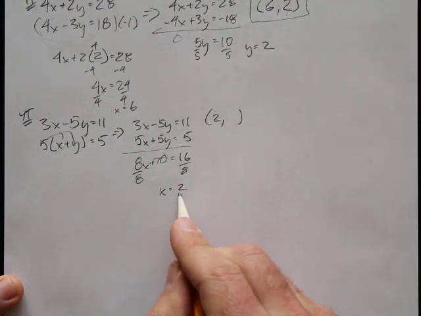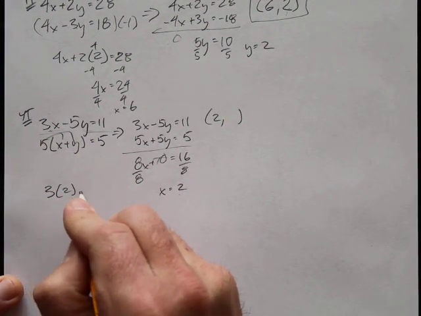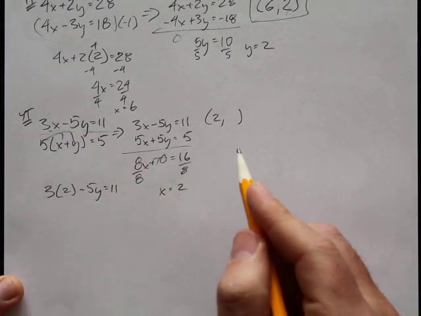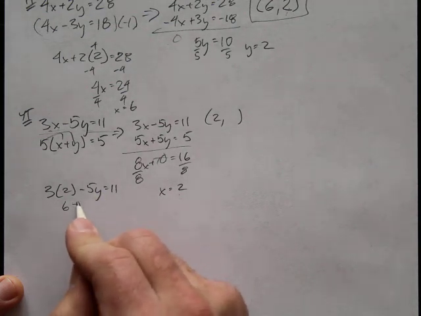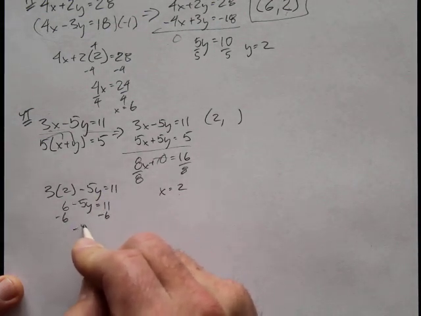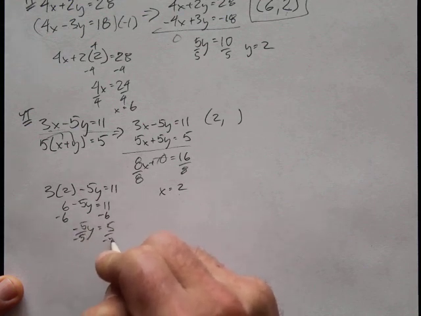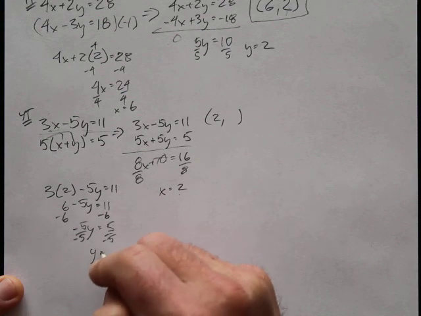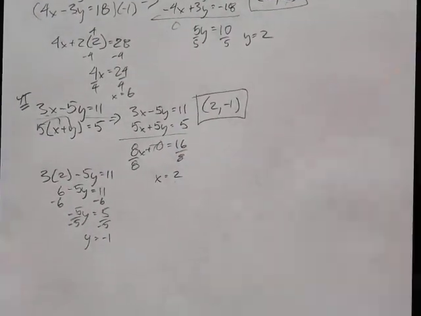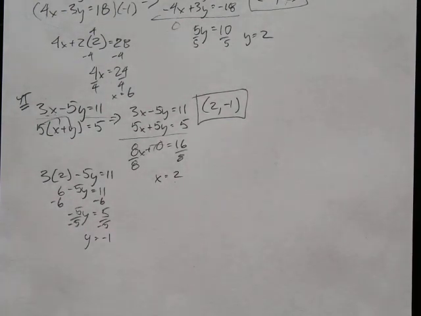Plug 2 in. Let's do this top one. 3 times 2 minus 5y equals 11. So I plug that 2 in for x. 6 minus 5y equals 11. Subtract 6 from both sides. Negative 5y equals 5. Divide by negative 5. y equals negative 1. There it is. That is 6-3. Do a good job on your homework.